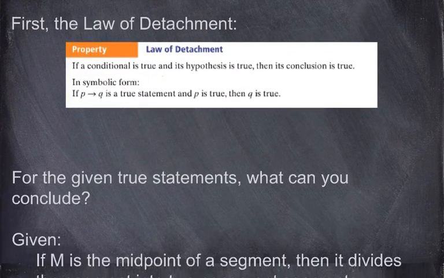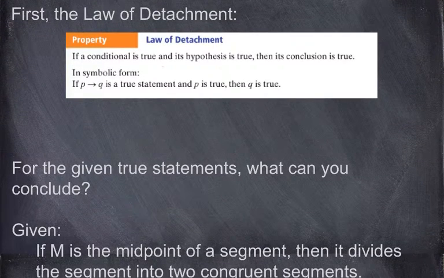I'm just going to read this property here. It says, if a conditional statement is true and its hypothesis, keyword, hypothesis is true, then its conclusion is true. So if P then Q is a true statement, and the first part, the hypothesis, P, is true, then Q is also going to be true, the conclusion.